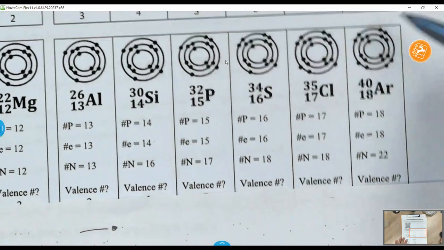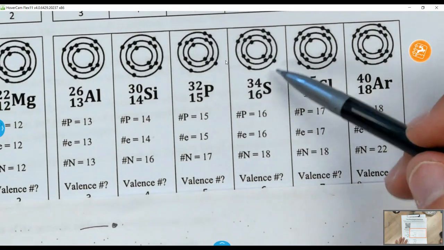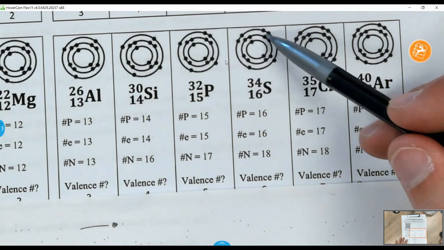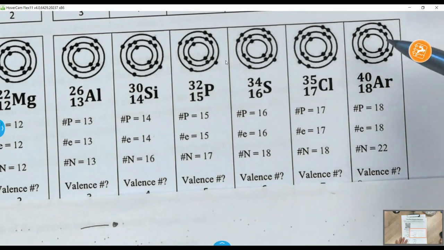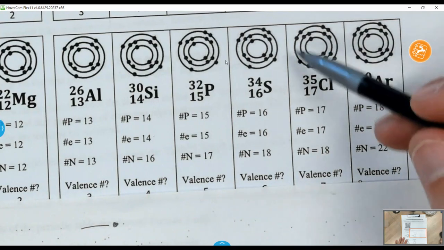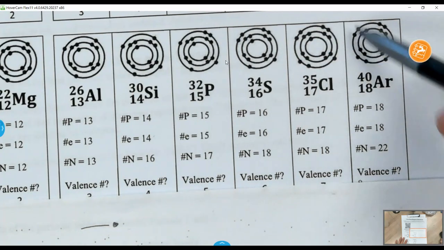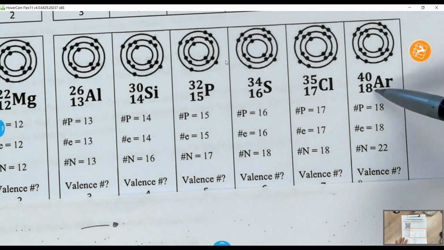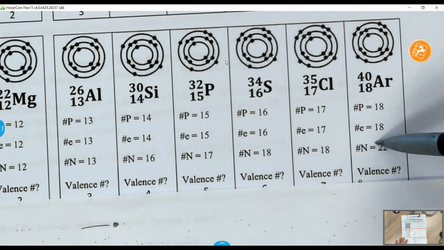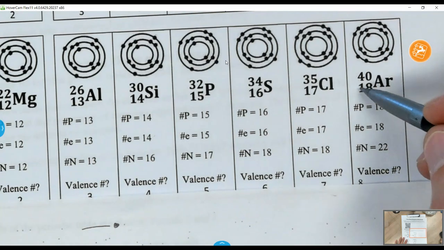The next one, 16, 16, 18. Okay, we go, should be 2, 8, and then 1, 2, 3, 4, 5, 6. 17, 17, 18. The outside should have 7 electrons, and the argon 18, 18, and 22. The 22 comes from 40 minus 18, mass number minus atomic number.